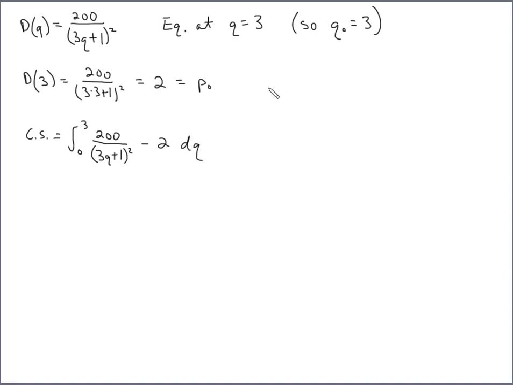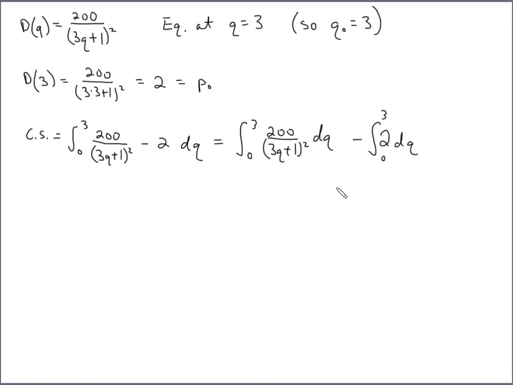Okay, now we've got to find these antiderivatives, so let's split this up into 2 different integrals. So we're going to get first one, 0 to 3, of 200 over (3q plus 1) squared. That's the first one, and the second one is just going to be a simple integral, the integral of 2, with the same bounds.